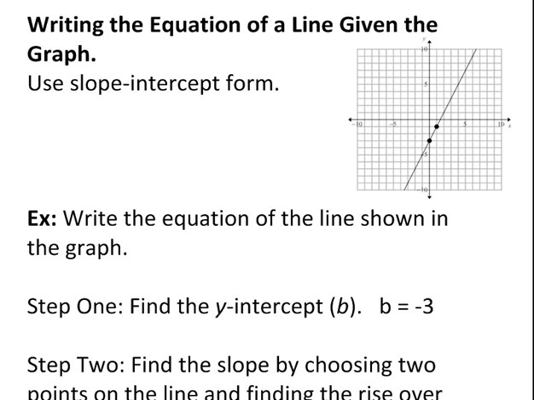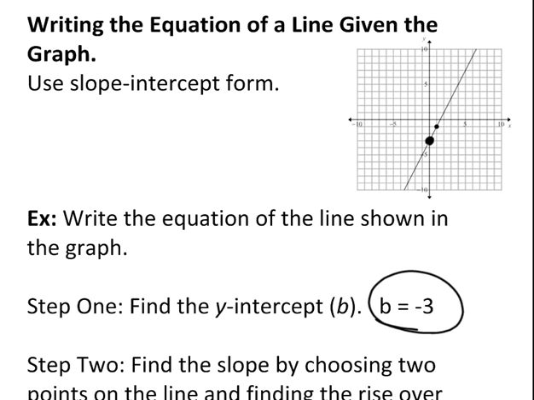All right, so this is writing an equation if I give you a graph. Now again, you're going to use y equals mx plus b, but this time you have to actually find the m, find the b. So remember the b is where the line crosses the y-axis. So that's this point right here. That's going to be our b. In this particular case, it crosses the y-axis at -3. And then find the slope.